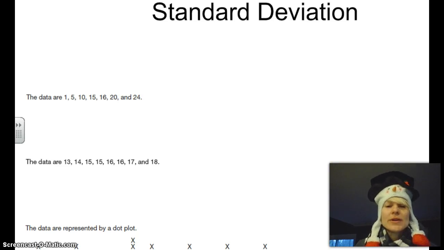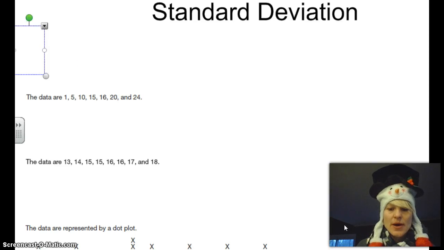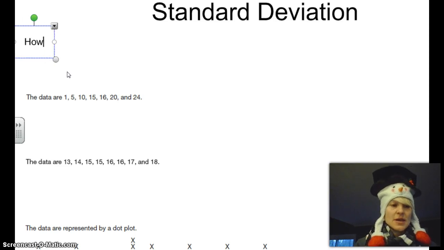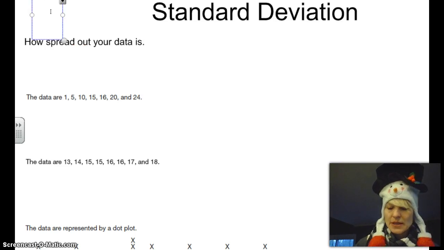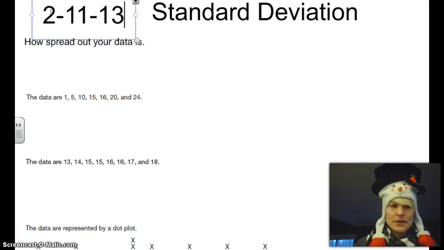So anyway, we need to talk about standard deviation. Standard deviation is really about when you look at your data, how spread out those numbers are. Okay, so standard deviation is how spread out your data is. Oops, forgot your date. What's today? Today's 2/11/14. Okay. So it's how spread out your data is.